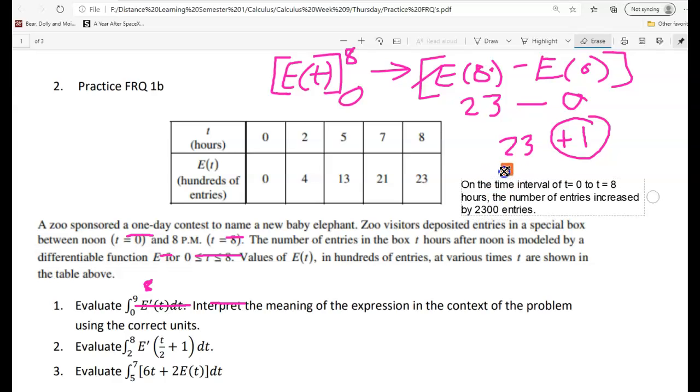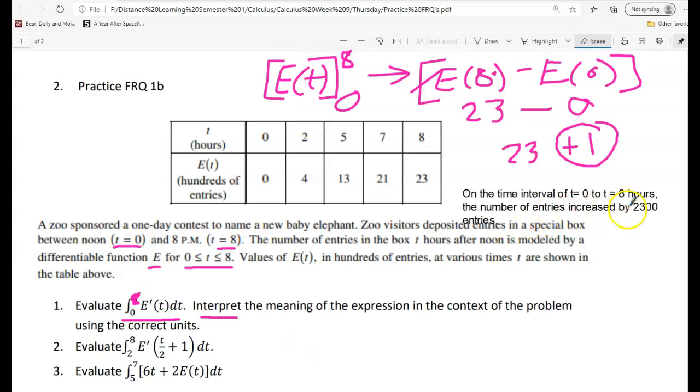Okay, and also, as you can see here, I've included the units for the input. I've included the units for the output, and then in general, I'm just interpreting the answer. And I think that this "increased" here is important because it's telling you went from 0 to 23, and that's a positive 23, so it's increased. If it was negative, that would mean we decreased.